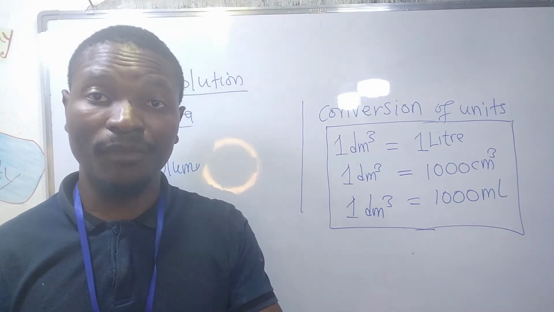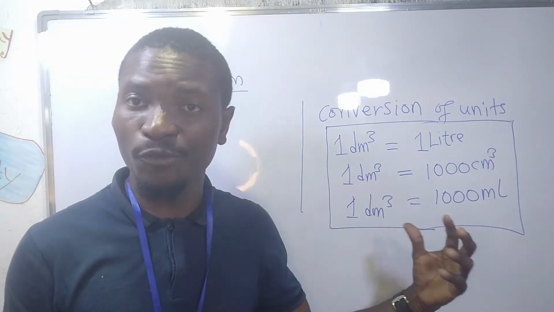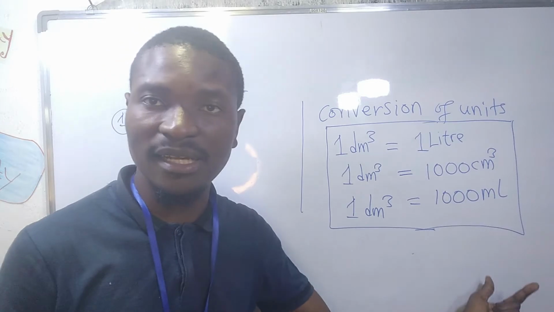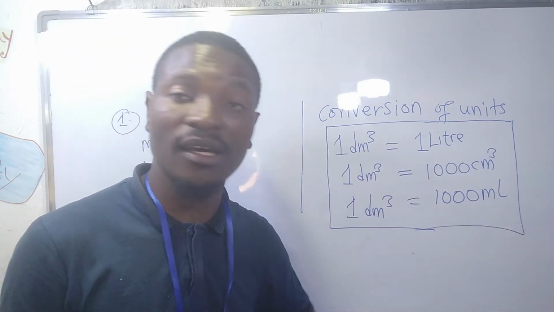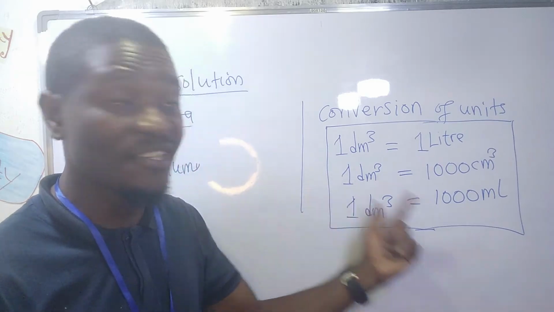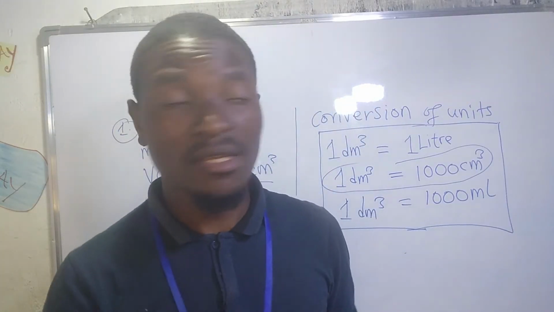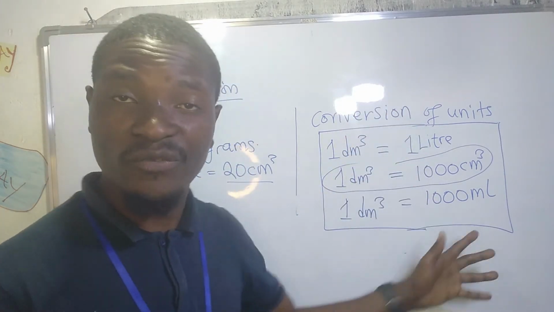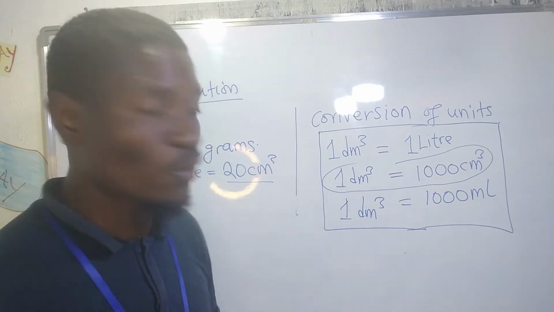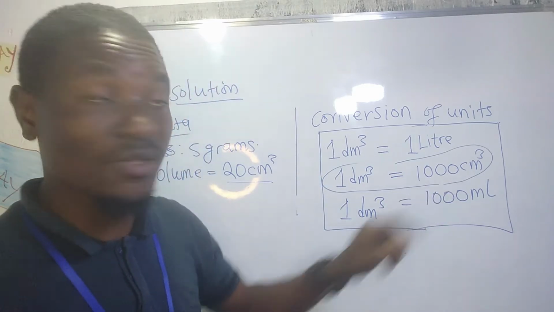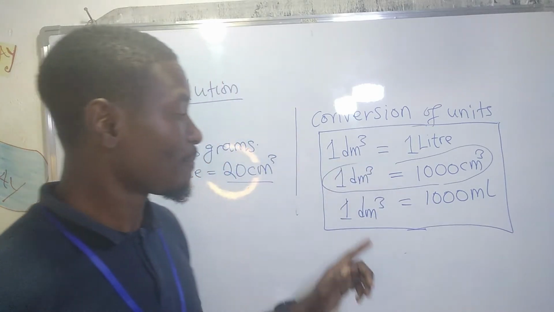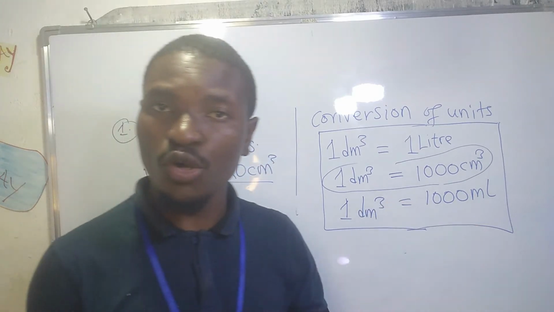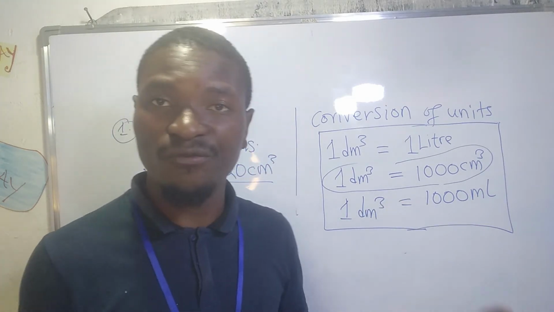So I want you to understand that you have to be careful. This is a simple thing. 1 cubic decimeter equals 1 liter. 1 cubic decimeter equals 1,000 cubic centimeters. Now, to answer question 2, after going through these conversion units: 1 cubic decimeter equals 1 liter, 1 cubic decimeter equals 1,000 cubic centimeters, and 1 cubic decimeter equals 1,000 milliliters. Those are the units of conversion concerning volume.